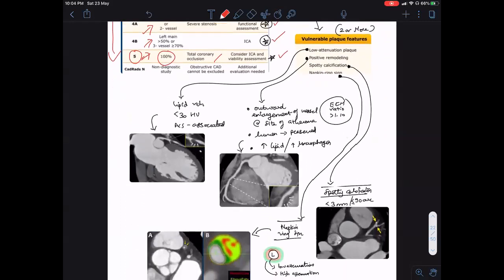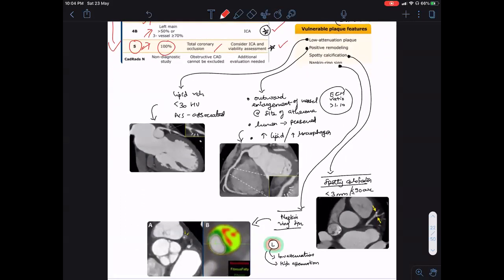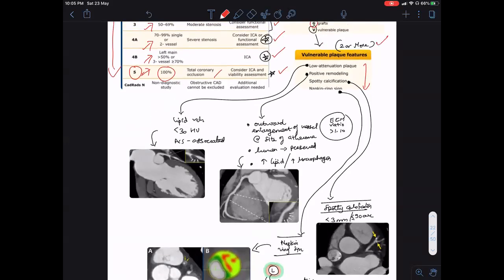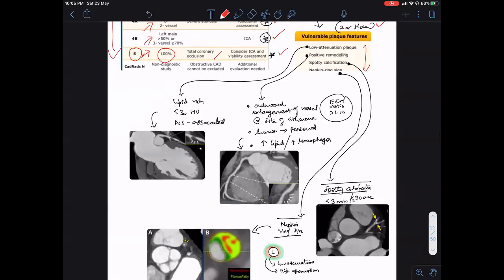But again, to just briefly mention what a vulnerable plaque is in a CTCA, it has 4 aspects. Two or more of these 4 features probably means that the plaque is a vulnerable plaque, which has a high risk of future events. So it can be a low attenuation plaque, as we can see here. A low attenuation plaque is ideally lipid rich. It's got a very low attenuation, less than 30 Hounsfield units. It's associated with a lot of ACS.